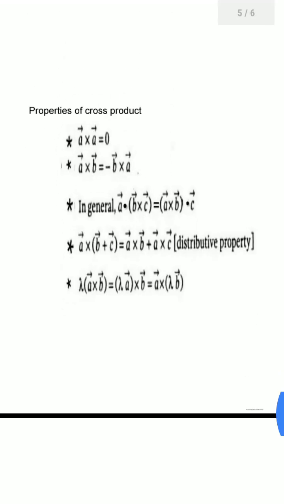Now, properties of cross product. If a, b and c are three vectors in R3, that is, in three-dimensional space, and lambda is a scalar quantity, then the following properties are true. First one: a vector cross a vector is equal to 0. If we have a vector a and cross it with itself, that is the same components, then the resulting vector is going to be equal to the zero vector. It is also clear, and it can be proved from the definition of cross product.